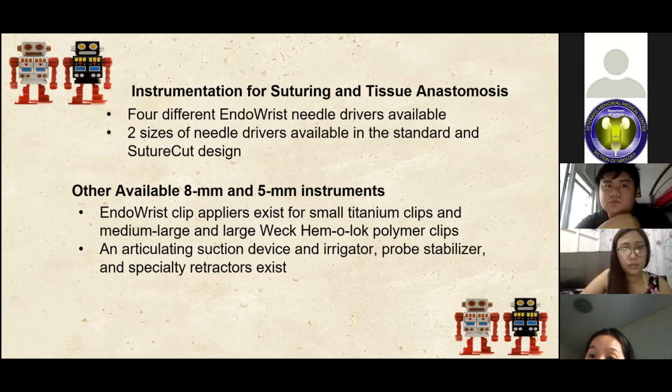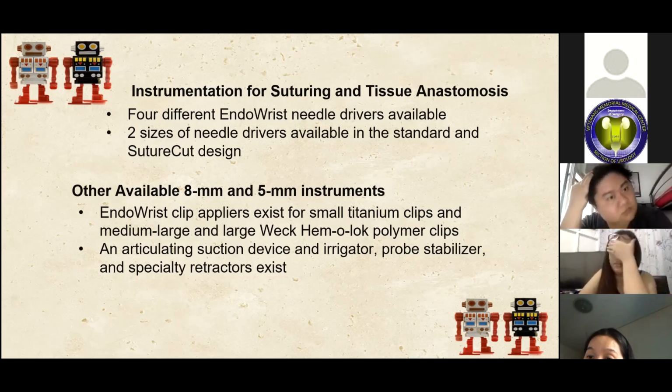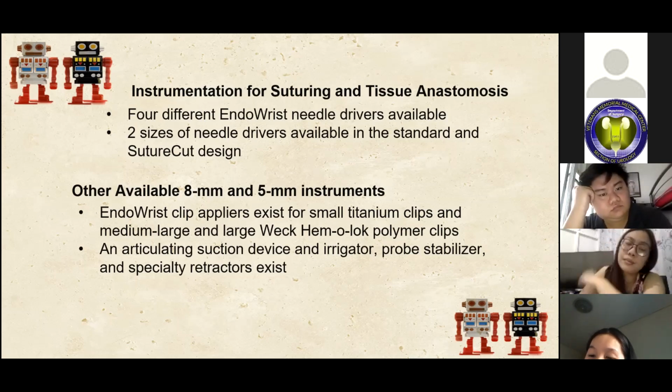So for instrumentation for suturing and tissue anastomosis, you have 4 different EndoWrist needle drivers available and 2 sizes of needle drivers available in the standard and suture cut design. Your suture cut design allows the surgeon to cut the suture material using the crotch of the instrument.